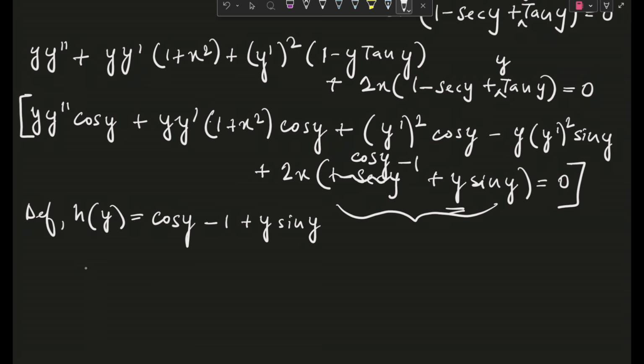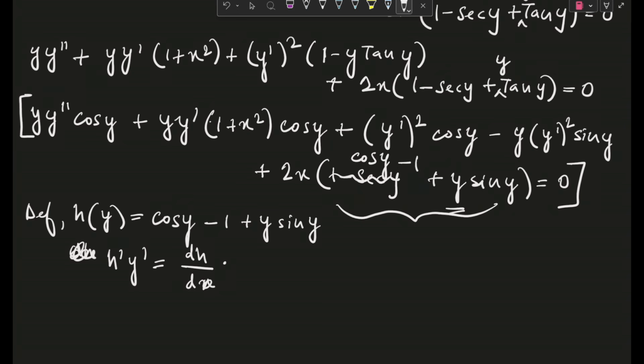Stay with the video. So basically the first thing that I am going to do is, with this h of y, I am going to do a dh by dx. Or I'm sorry, not dh by dx. This is cosine y minus 1 plus y sine y, right? Okay. Don't write dh by dx. Write h dash y dash. That's better.